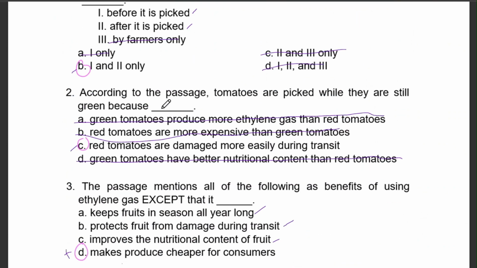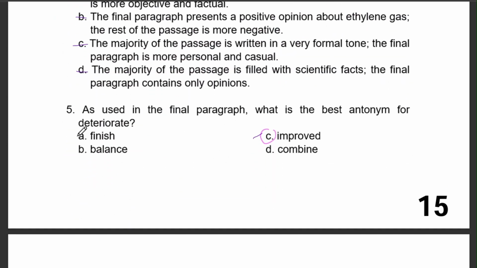Let's look at why the other options aren't the best fit. A. Finish is unrelated to quality. B. Balance concerns equilibrium, not condition. D. Combine means join, not become better.